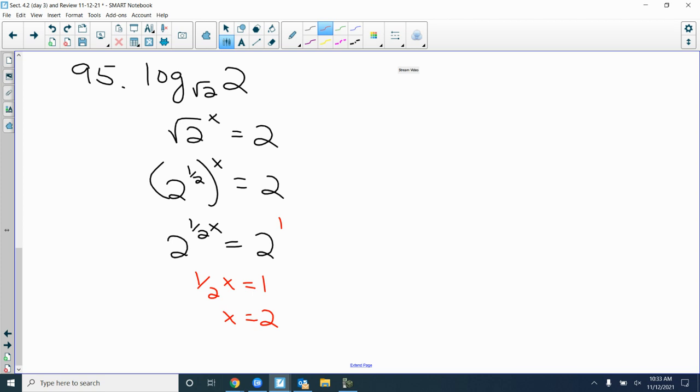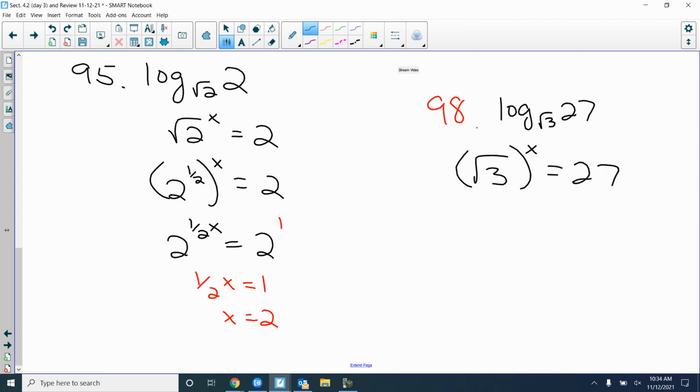Now that wouldn't work exactly the same for like 97 or 98. I mean, you've got to do that. Let's take a look at 98. What do we have there? Log base square root of 3 of 27. So square root of 3 to some power equals 27. Well, if you square that, I think this is what you're doing, then that makes that just a 3. I think that's what you did on the last one, right?